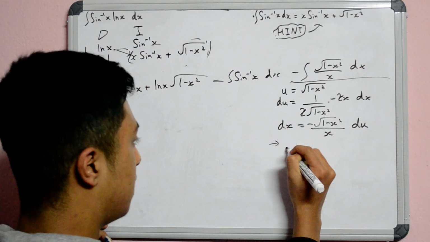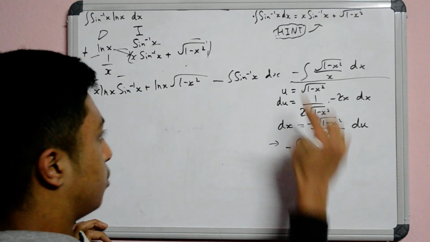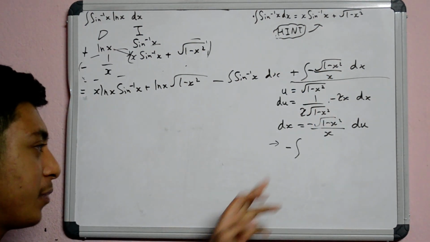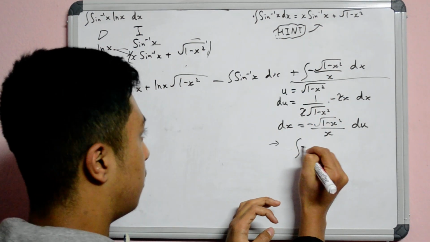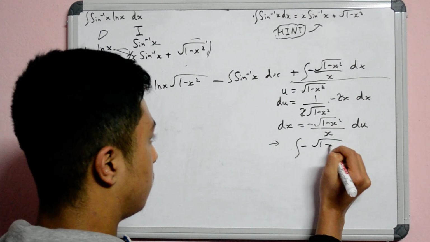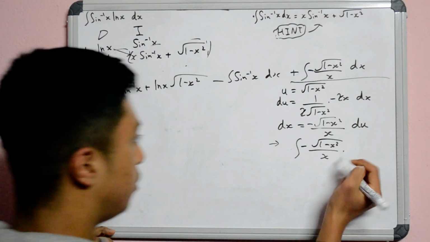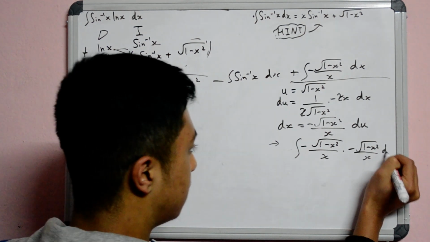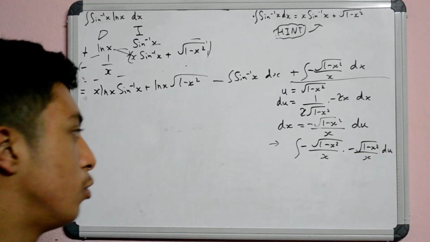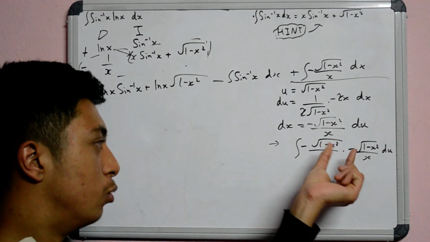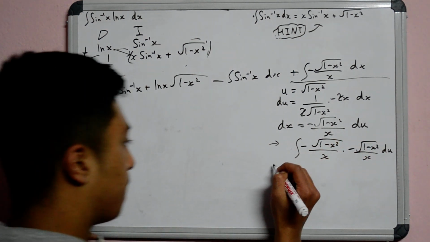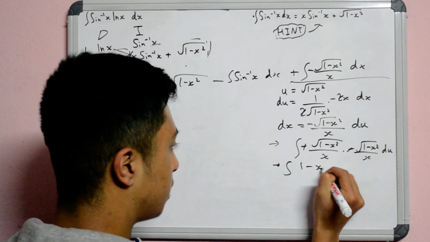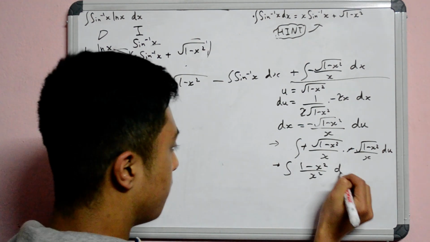So this is minus root. I'm going to put the minus inside, this will be plus outside. So root 1 minus x squared by x into minus root 1 minus x squared by x du. You can simply see that we're squaring it, right? So minus minus cancels. So 1 minus x squared by x squared du.